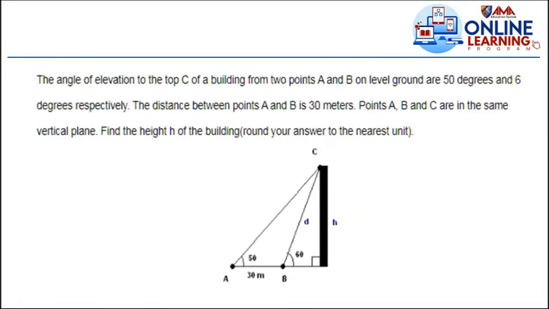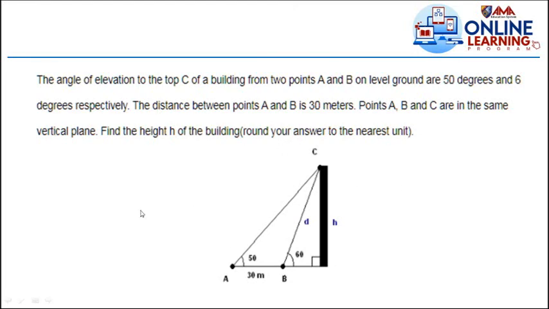Okay? So we have our last problem. The angle of elevation to the top C of a building from two points A and B on level ground are 50 degrees and 60 degrees respectively. The distance between points A and B is 30 meters. Points A, B, and C are in the same vertical plane. Find the height of the building. Round off your answer to the nearest unit.